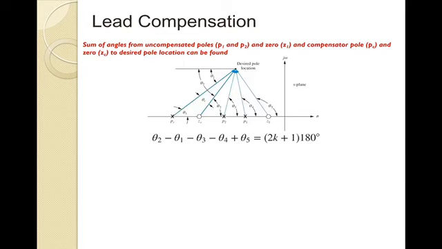Now I want to switch into lead compensation. Before we talked about PI and lag compensation. This module we're talking about PD controllers and lead compensation. So the approach here is, as we are looking at our pole-zero map, the sum of the angles from the uncompensated poles and zeros and the compensator pole and zero, to have this point be a desired pole location on the root locus, we need an odd integer multiple of 180 degrees.